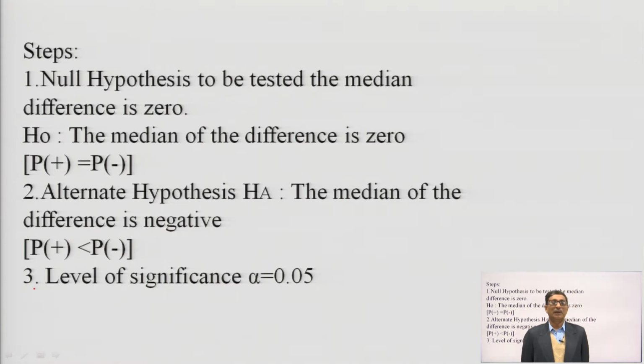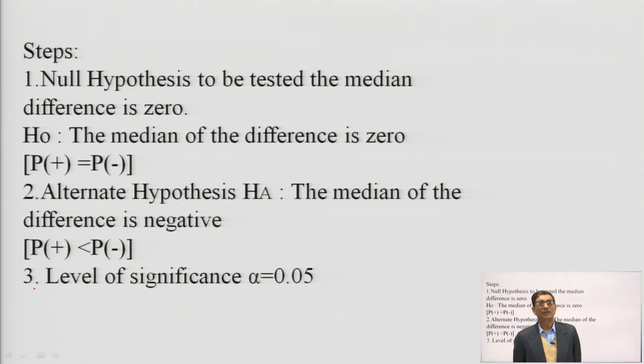When we apply the Wilcoxon test for the solution, first we write the null hypothesis. The null hypothesis to be tested is that the median difference is 0. That means the median of the first sample and the second sample are equal. So H naught: the median of the difference is 0, or the sum of positive ranks equals the negative ranks. The alternative hypothesis: the median of the difference is negative. That means the positive rank is less than the negative rank.